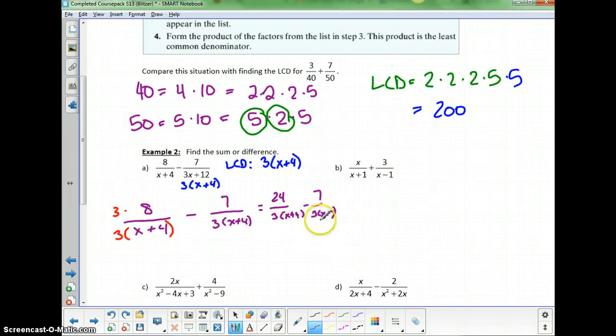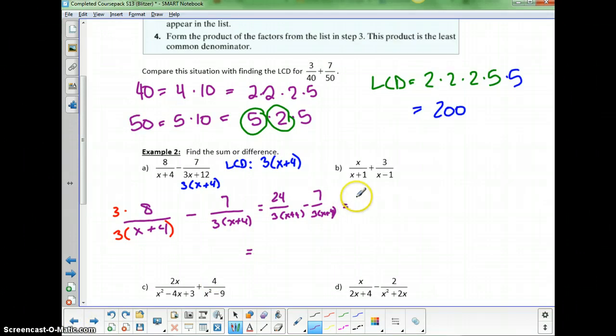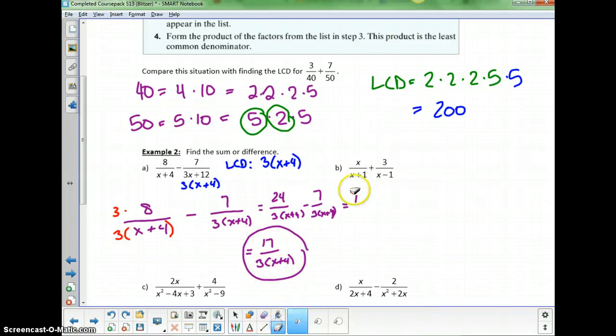Now that I have a common denominator, we're going to finish that subtraction, and we get 24 minus 7 is 17 over 3 times x plus 4. Okay, so that's my final answer. I can't reduce 17 and 3, so I'm done. Okay, so let's try again in the next one.